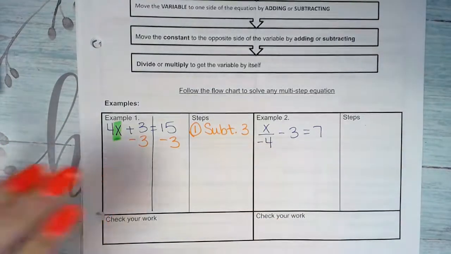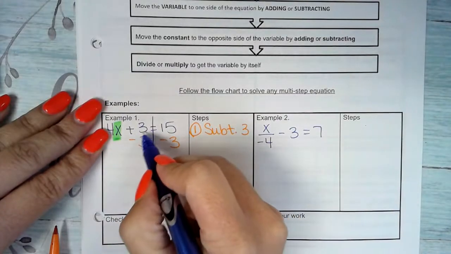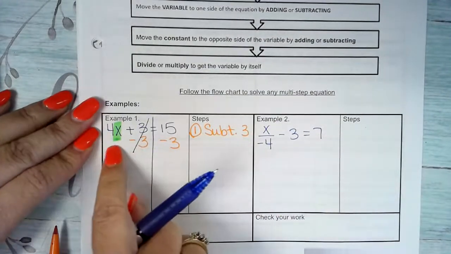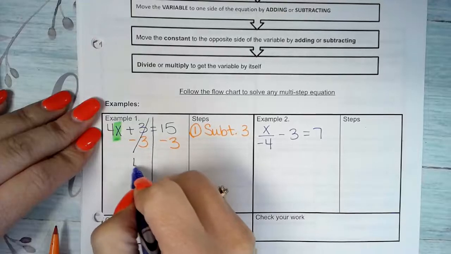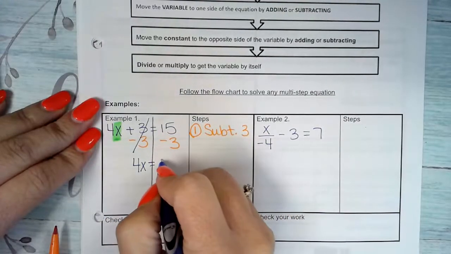So that's the abbreviation for subtraction. So we're subtracting 3. When I do that, I'm going to bring down everything that's left. A positive 3 minus 3 is 0. So the only thing that's left is this 4x. So I have 4x is equal to 15 take away 3 is 12.